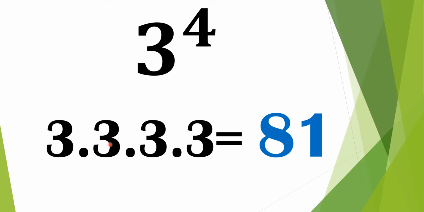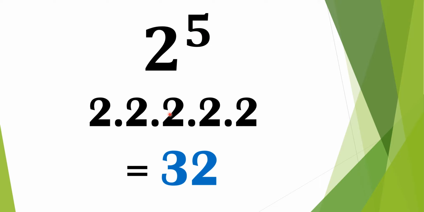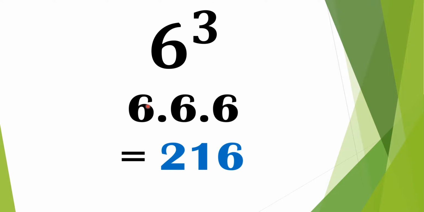Because 3 times 3 is 9. 9 times 3 is 27. And then 27 times 3 is equal to 81. Next, 2 raised to 5. 2 raised to 5, 2 times 2 times 2 times 2 times 2. And this is equal to 32. Next, 6 raised to 3. 6 raised to 3 means, okay, mo-multiply ng tatlong beses si 6. 6 times 6 times 6, or this is equal to 216.